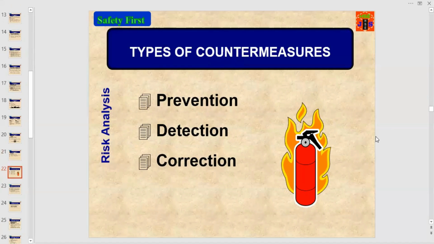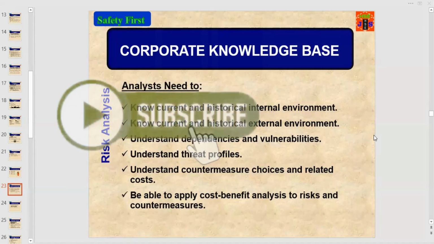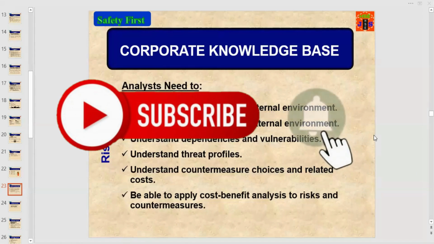Dear friends and fellows, you are watching Safety First, and today's topic is risk management process. Now we are going to discuss the types of countermeasures. Number one, prevention. Number two, detection. And number three, correction. Now let us discuss the qualities of a risk analyst.